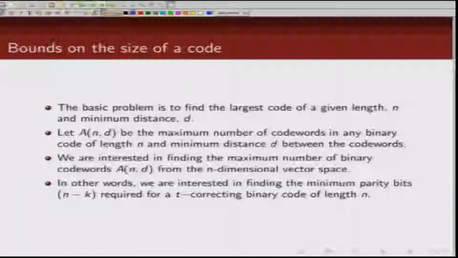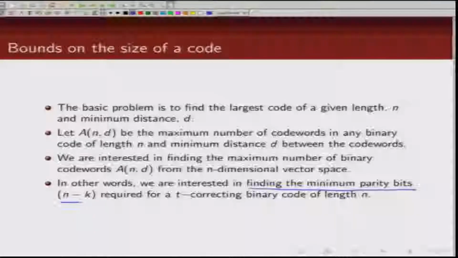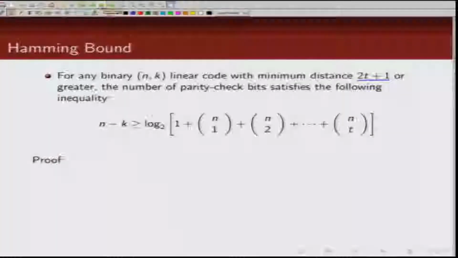Or in other words, we could also pose this problem like this: we are interested to find the minimum number of parity bits required. So given that we know k and d, we would like to know what is the minimum n required such that we can get those k and d. The answer to these questions we will pose, and we will try to get some bound on those parameters. If I give you two parameters, we are interested to know the bound on the third parameter. So what are the permissible values for the third parameter? We will start with the Hamming bound.